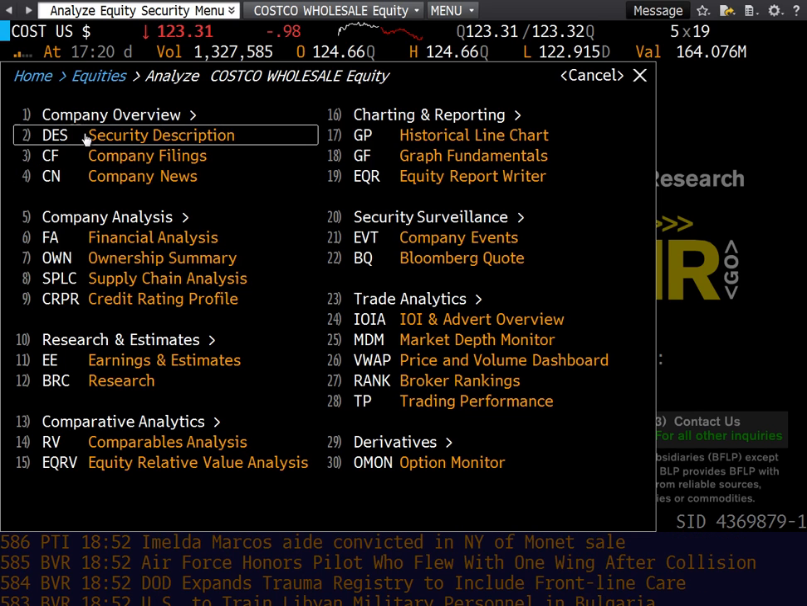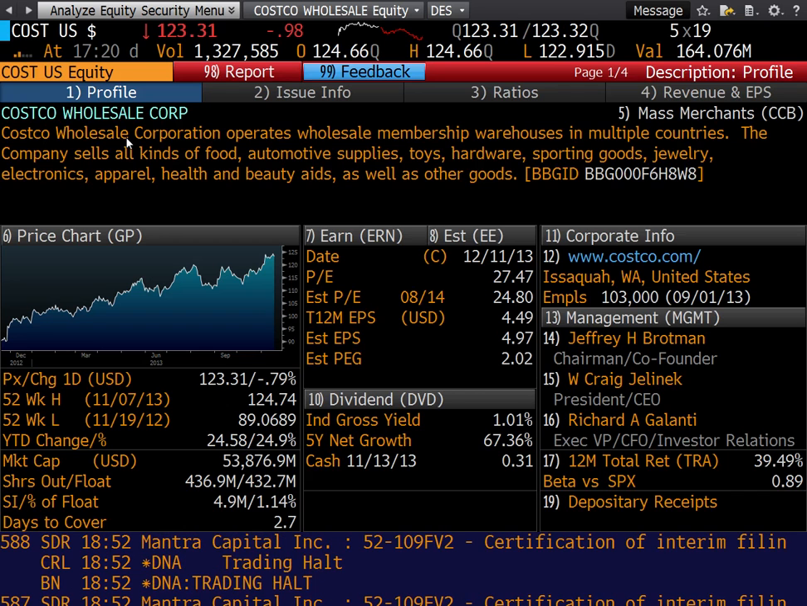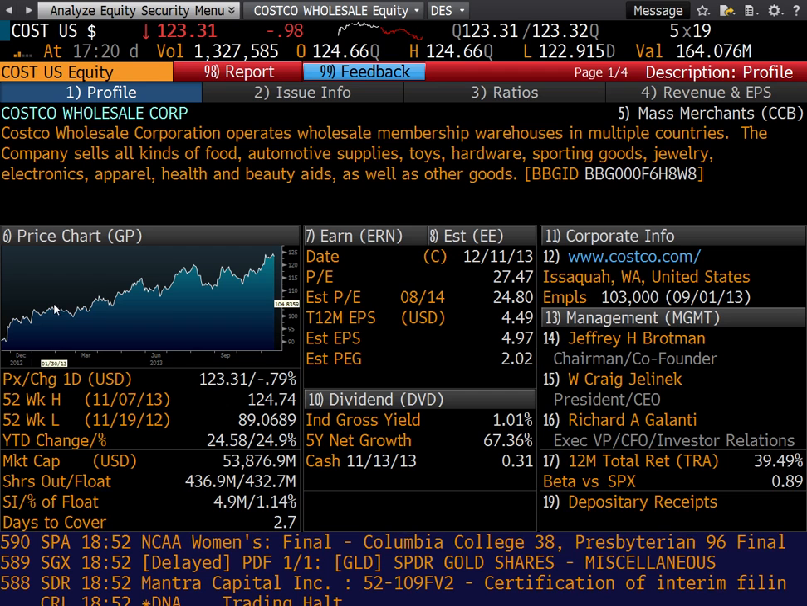The first one is we're going to need the security description, or what's called the description screen in Bloomberg, short code DES. We'd click on this, and the reason we're going to use this screen is because down here on the left, it's going to tell us the current shares outstanding for Costco. In order to figure out the share price, we're going to need to know how many shares they have outstanding. Here's where we can get the shares outstanding. It's on the description, short code DES.